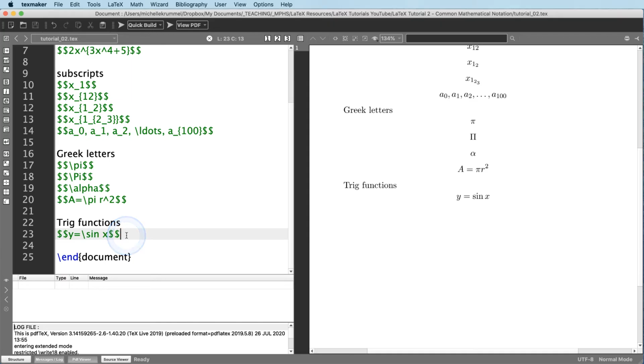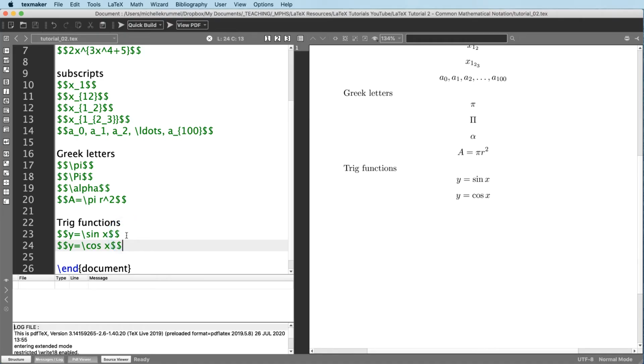And we can do that for our other trig functions, like I said. y equals cosine x. Tangent x is backslash tan. If we want to do the reciprocal trig functions, y equals, let's just do cosecant, which is csc. Secant would be sec, cotangent would be cot. And instead of x, let's just do theta.